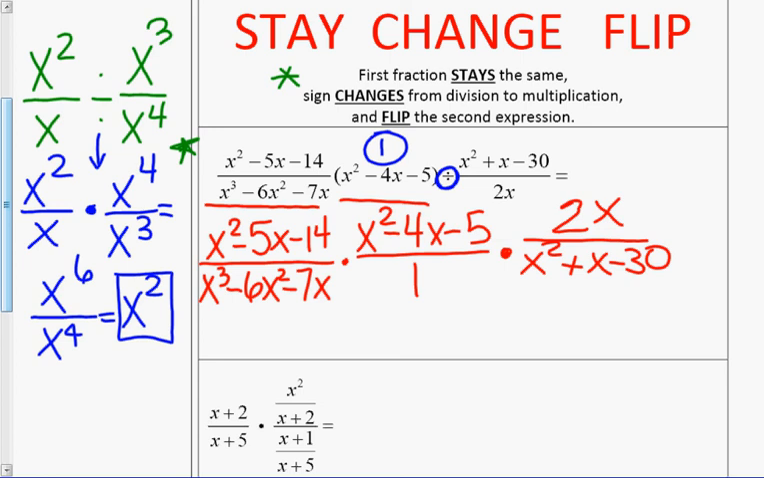Okay, so here is where factoring comes into play. This looks like a nightmare, I know. But if you know how to factor, you're just going to cancel, cancel, cancel, and you're going to have a nice looking answer. So let's go ahead and factor this one together.